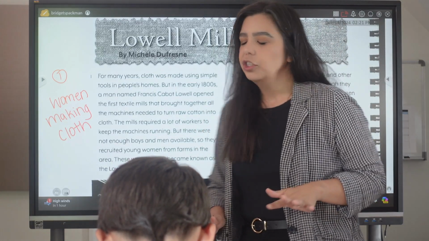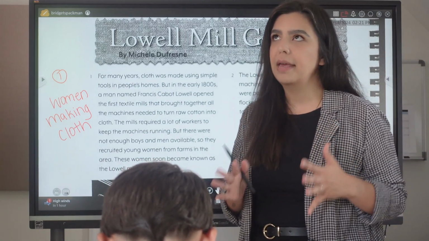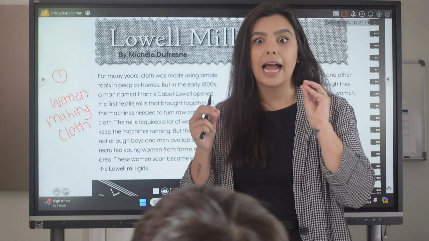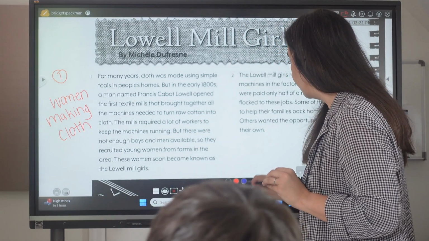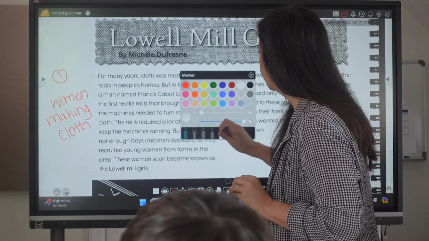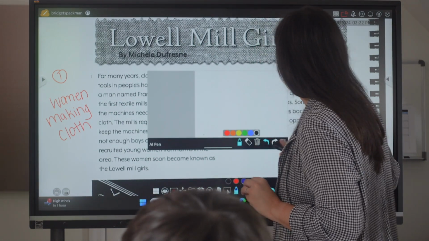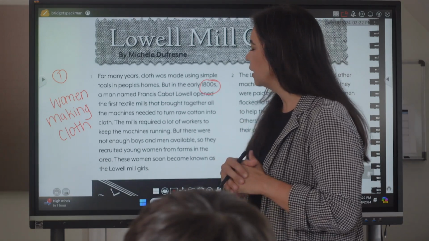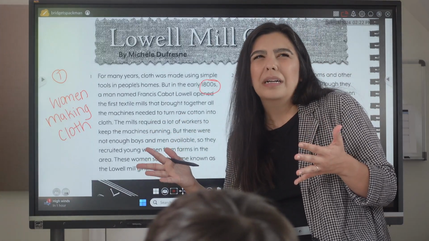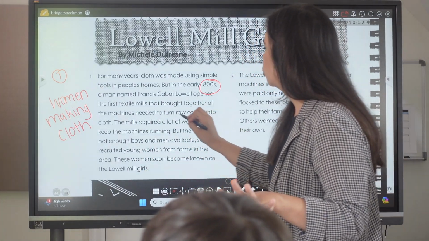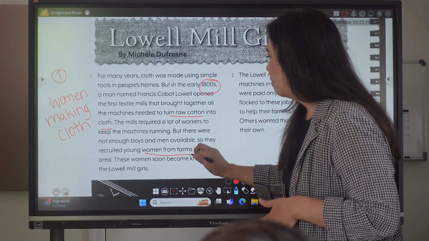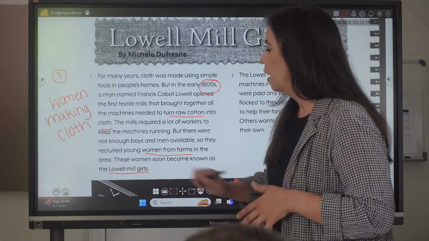And as you're writing that, I just want you to listen. So I know that it's about women making cloth in this very first paragraph. And I want to identify what are some of those key details that I know support this. Well, it happened in the, let's see, what is it called? The 1800s. Oh, sorry. So I'm going to just circle the 1800s. I know that it was this guy. I don't know if he's really that important. So I'm just going to leave him off for right now. But they were turning raw cotton into cloth, right? They were women from farms, and they were known as the Lowell Mill Girls.